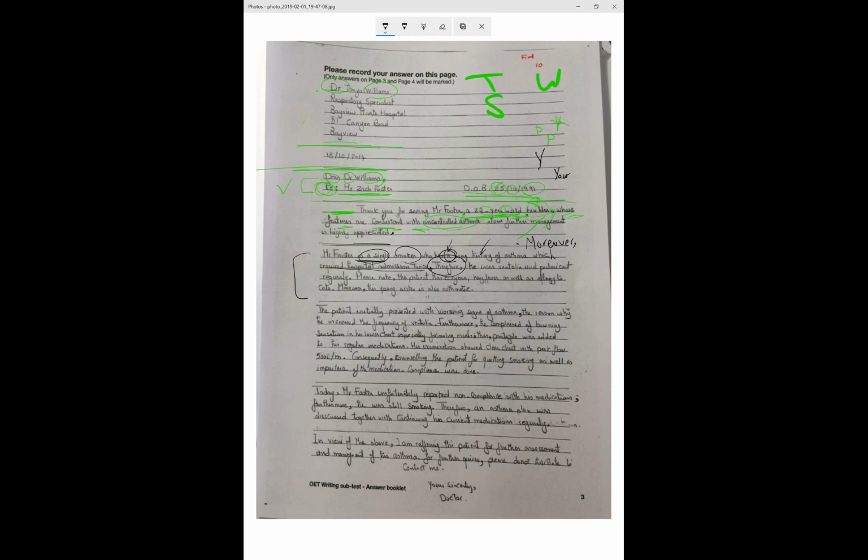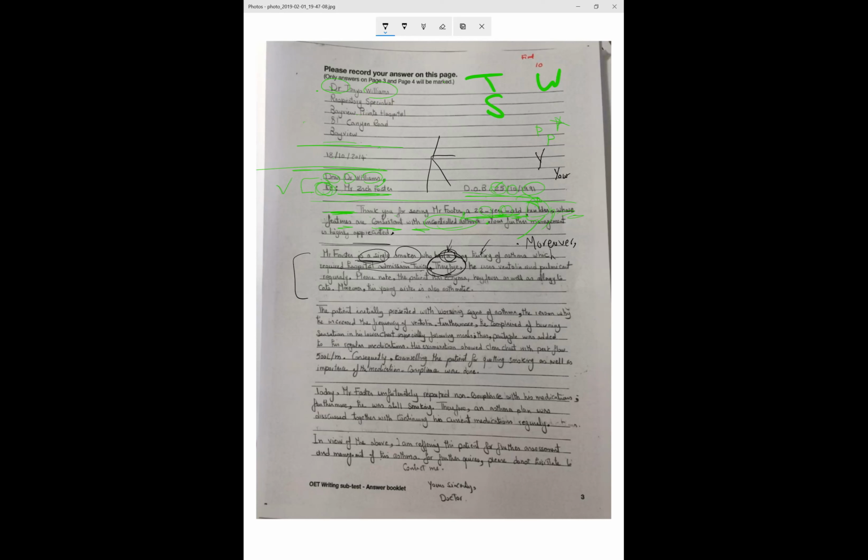You will add fancy words and you will add full stops. Don't write one sentence, then full stop, then one sentence. This will not be exciting for my eye to read or for the examiner to assess.